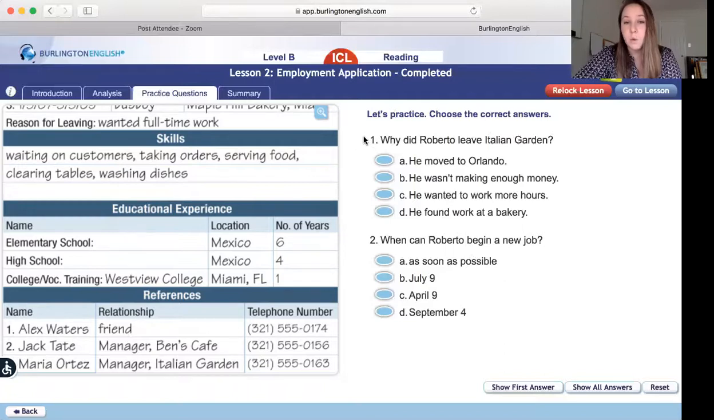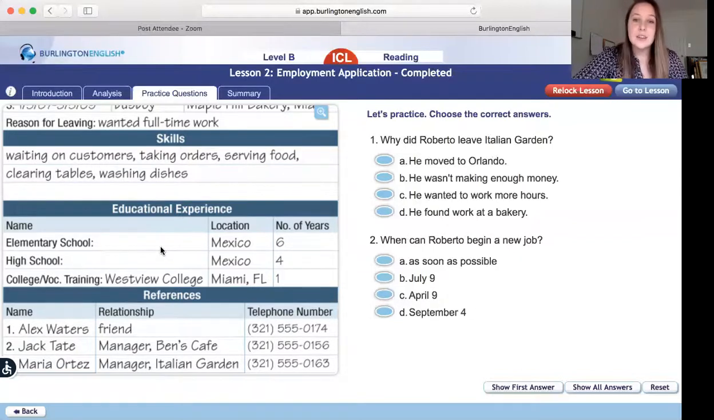So here, number 1 says, why did Roberto leave Italian Garden? As you're reading this, you know you're looking for this specific information. You know you're looking for why he left Italian Garden. Then number 2 says, when can Roberto begin a new job? So you know you're going to be looking for this information also.